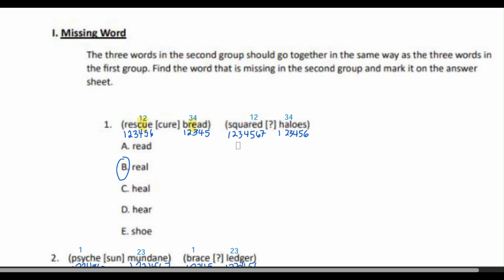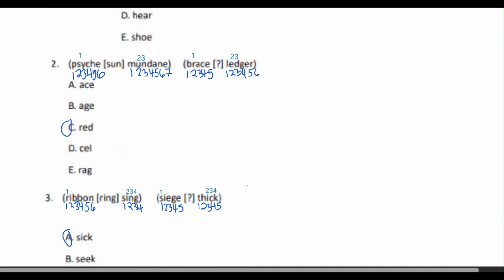Now, let's apply that same rule to squared, halos. We need to find a word that uses 2 letters from squared and 2 letters from halos, just like in the first example. The correct answer is real. The letters R and E are in squared, and the letters A and L are in halos. See, that follows the exact same pattern. The other options don't work because they don't use letters from both words in the same way or from the correct positions. Now, let's look at question number 2.